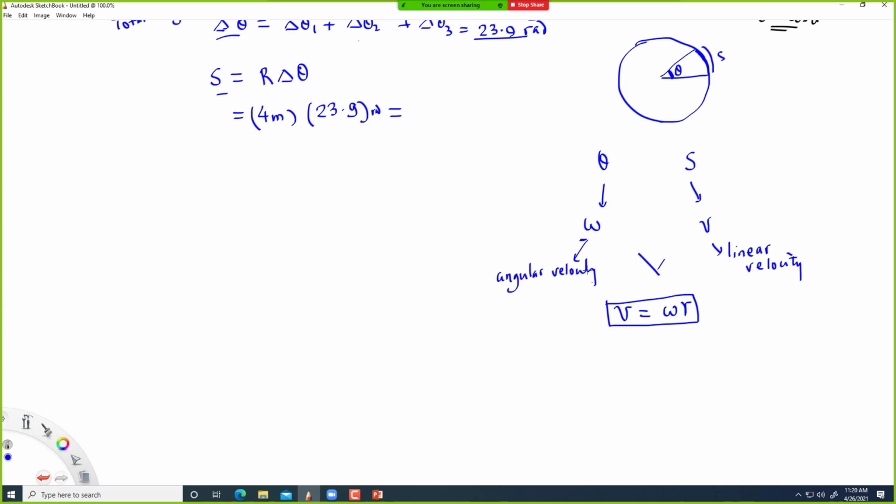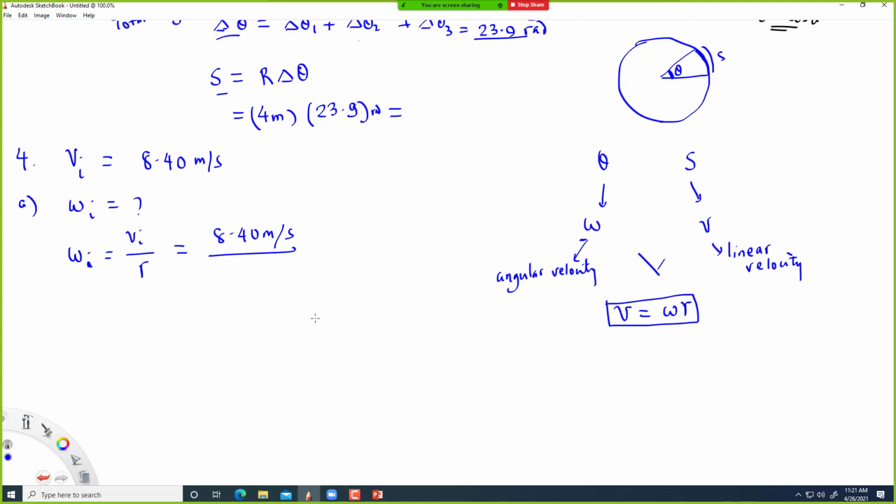So in the question we are given the linear velocity. Vi is given, the initial velocity, which is 8.4 meters per second, and we are asked to find omega i, the initial angular velocity. And we know this relationship: omega i is Vi over R.